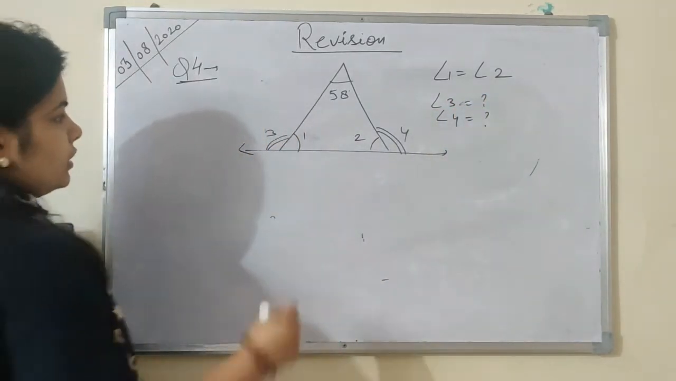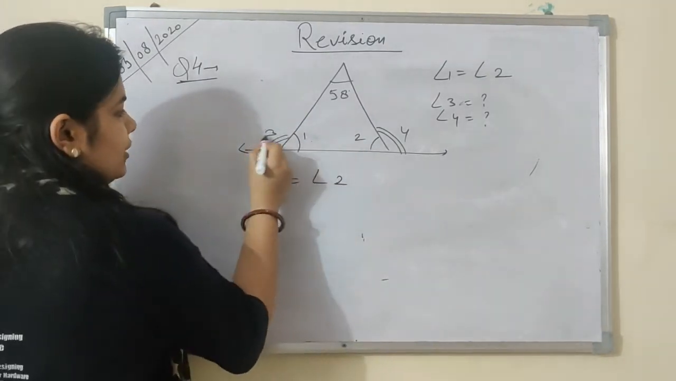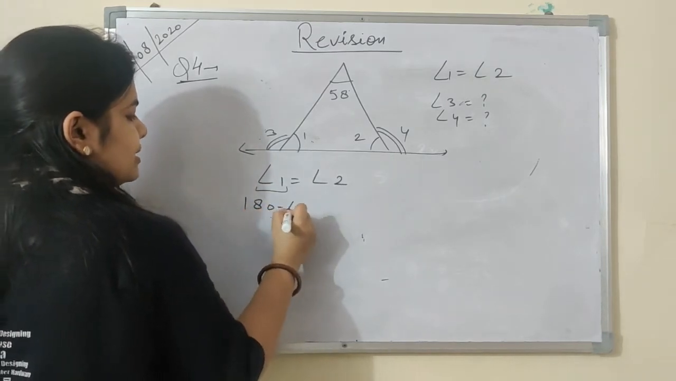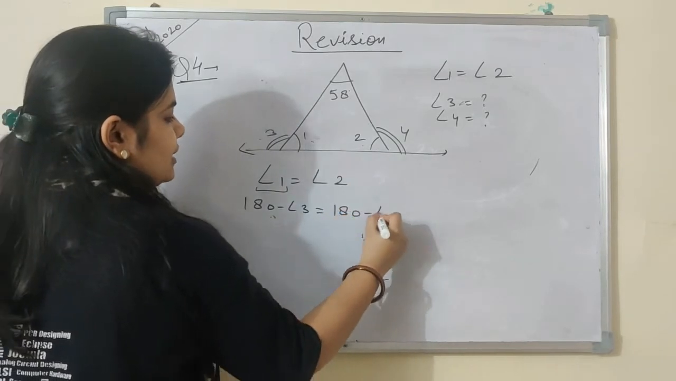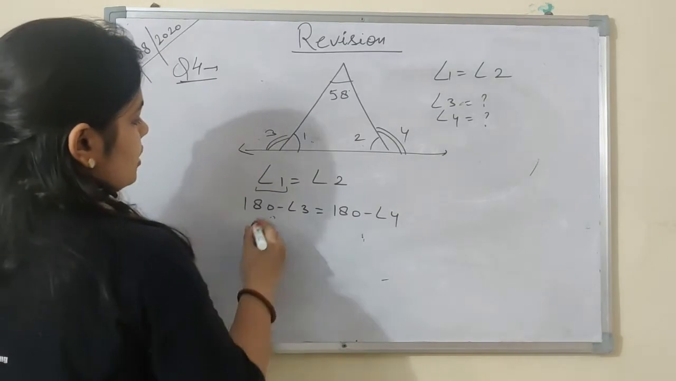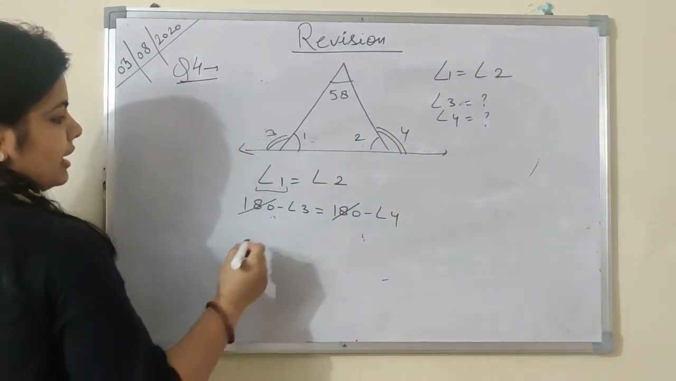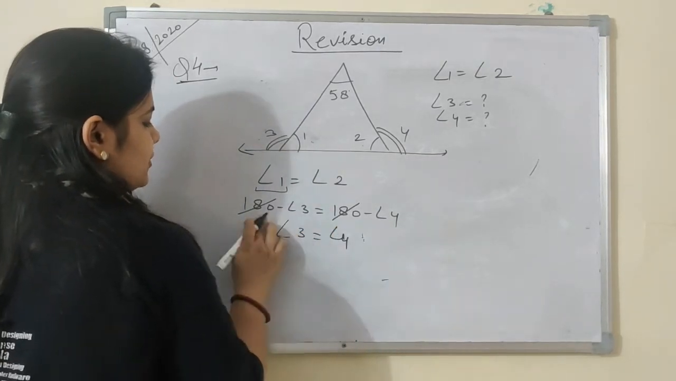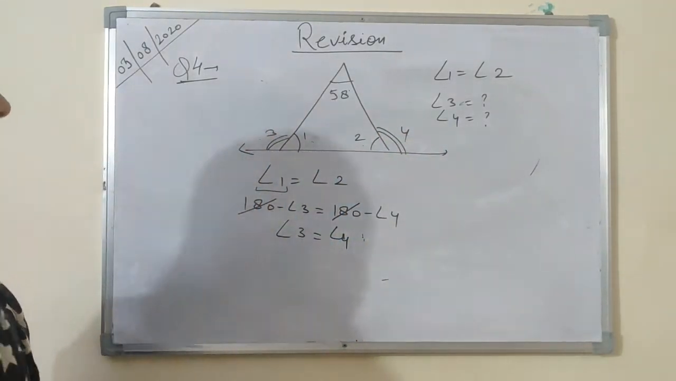So what we will do, as we know that angle 1 is equal to angle 2. Now we know that angle 1 and angle 3 are making a linear pair. So in place of this I can write 180 minus angle 3. Then in place of angle 2 I can write 180 minus angle 4 because angle 2 and angle 4 are making a linear pair. Now we can cancel 180 with 180. Then we will get angle 3 is equal to angle 4. That means it is clear to us that the values of angle 3 and angle 4 will be the same.